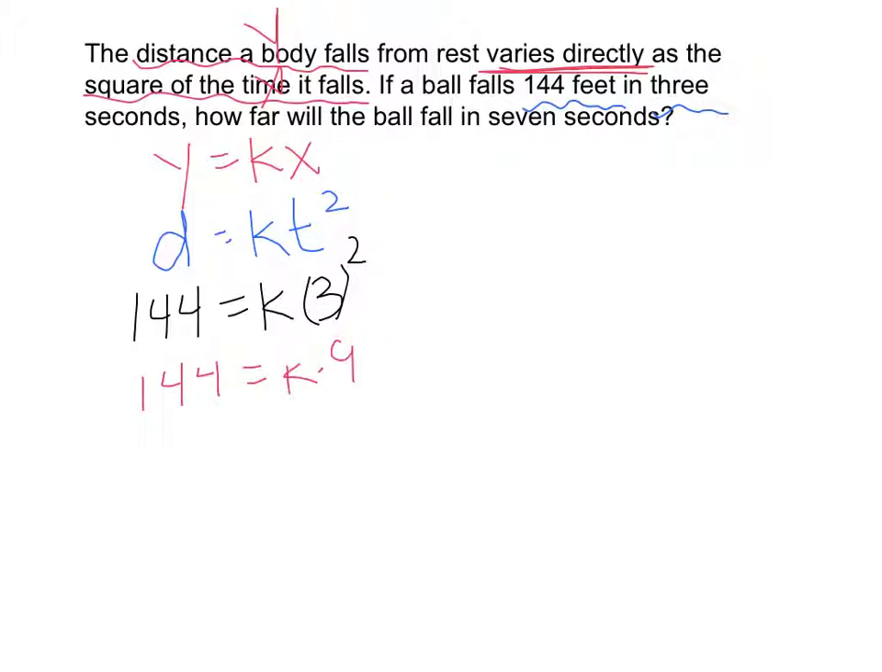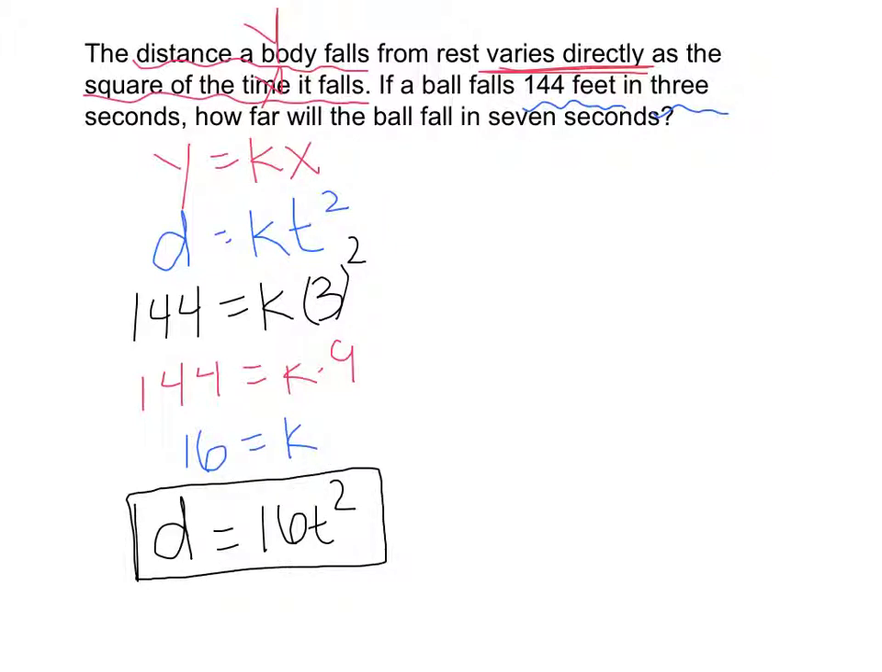Then we would need to divide both sides. So you need to do 144 divided by 9. And we'll get k equals 16. So now we can write our specific equation for this situation. D equals 16t squared, which should be very familiar to you guys. Now that we have this specific equation, I could answer questions for this ball for any time that I wanted to, even after it landed, but of course my answers would be a little weird.